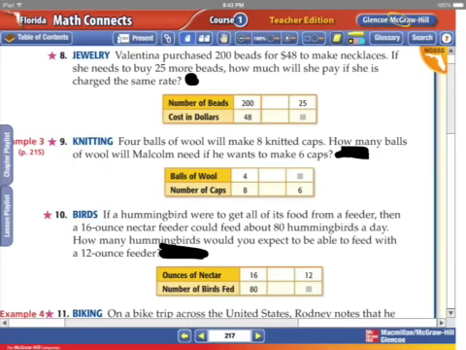Alright, here we're going to look at number 10. I know these scaling ones are a little more difficult. So, if a hummingbird were to get all of its food from a feeder, then a 16-ounce nectar feeder could feed about 80 hummingbirds a day. How many hummingbirds would you expect to be able to feed with a 12-ounce feeder? So we've got our beginning part of our problem. We have 16 ounces, and it feeds 80 birds. We want to figure out a 12-ounce feeder.